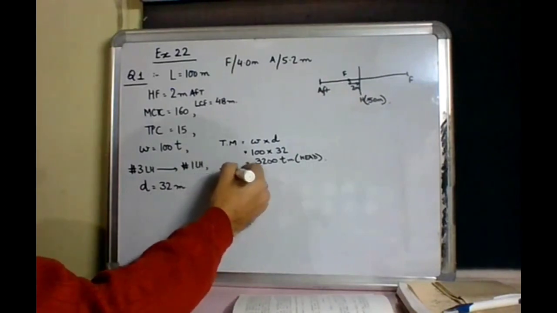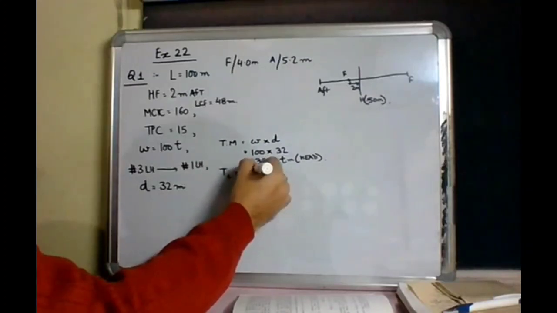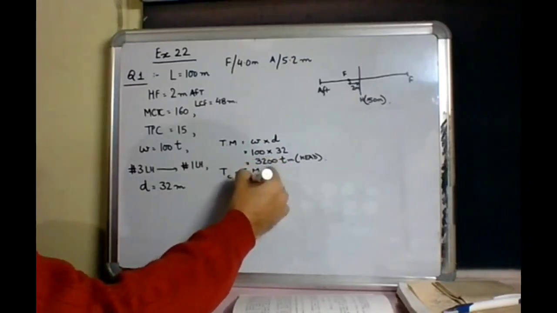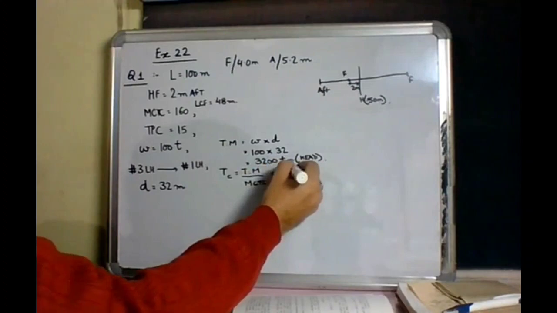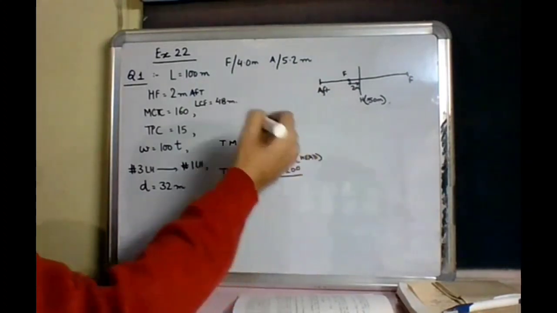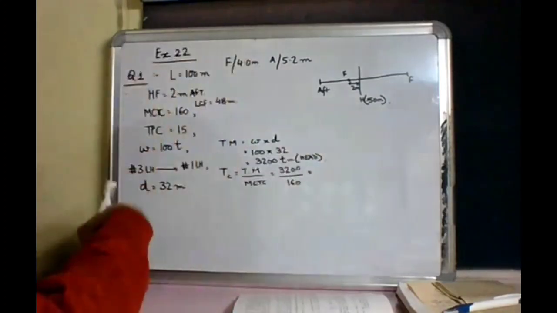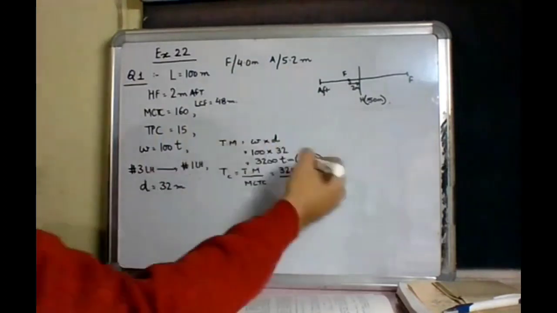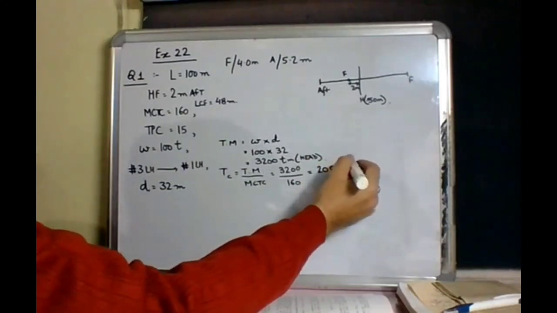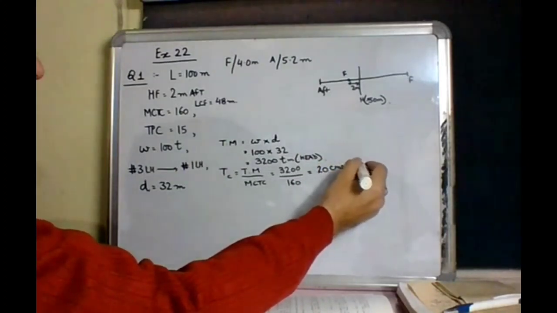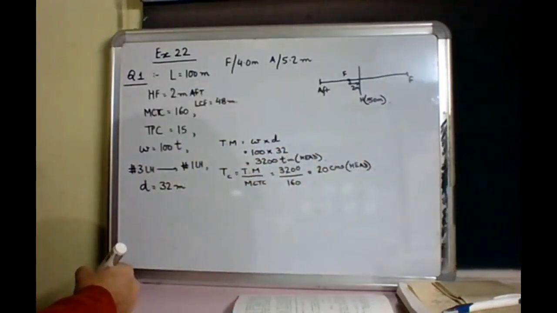So trim caused or change in trim is equal to trimming moment upon MCTC. 3200 divided by 160 is equal to, TC will be 20 centimeters by head.